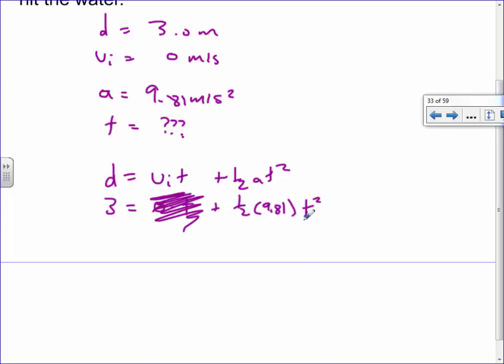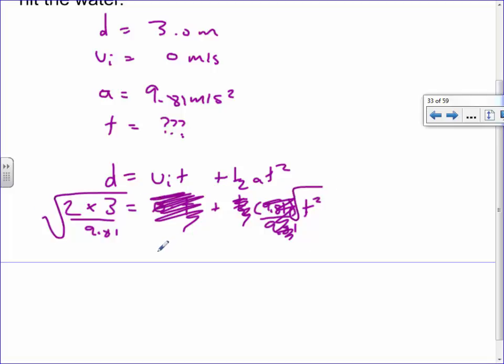So to get rid of all the numbers surrounding it, I have to get rid of the 1/2. To get rid of the 1/2, times both sides by 2. To get rid of the 9.81, divide both sides by 9.81. How do you make it so that it's no longer t squared? Square root, there you go.